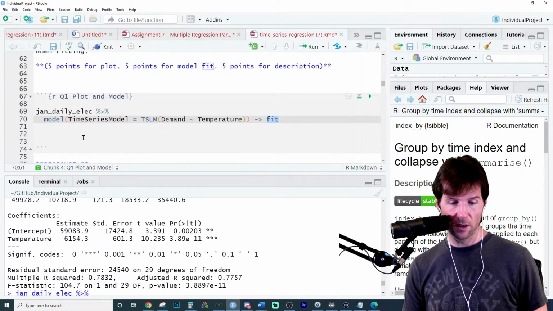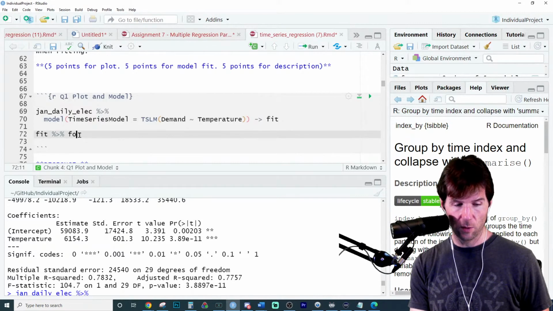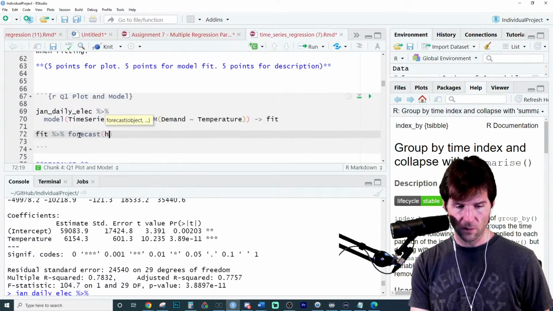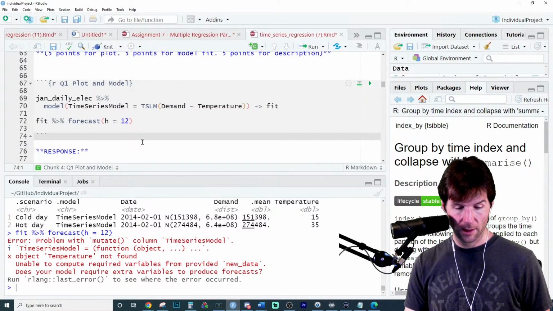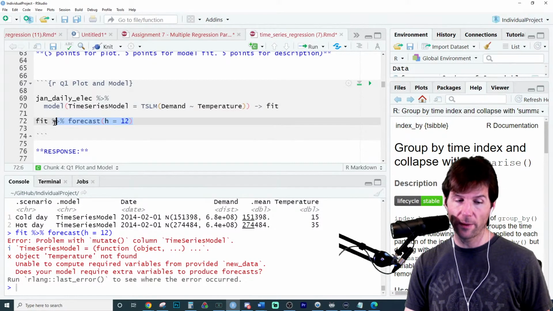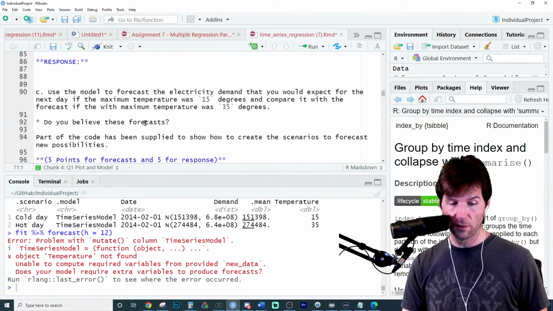And what you'd want to do right here, if you want to plot it, is forecast. And it should allow us to do a forecast horizon. There we go. Oh man. Forecast, column, time series model, temperature not found. This is why we have to do the new scenarios. Exactly. So we have to do the new scenarios to do the forecasting right here.